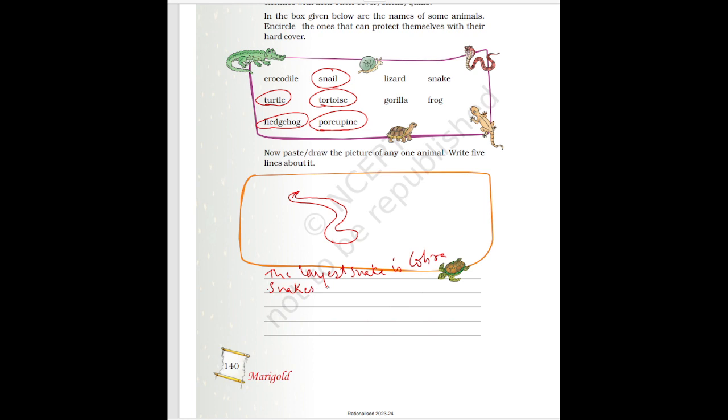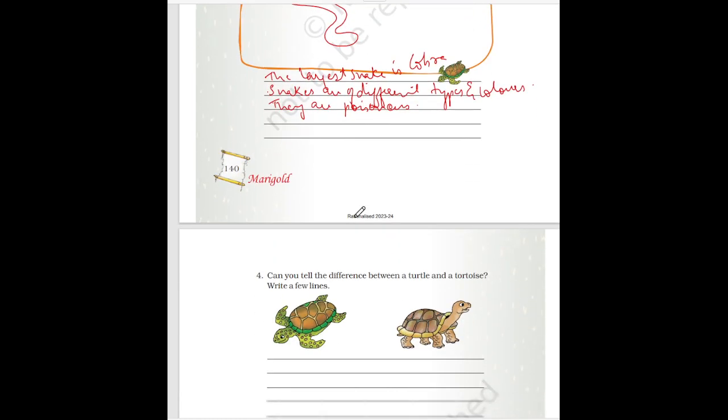Snakes are of different types and colors, and you can write they are poisonous. They are poisonous, and 2-3 points you can also add. So like that, of any animal you can write.